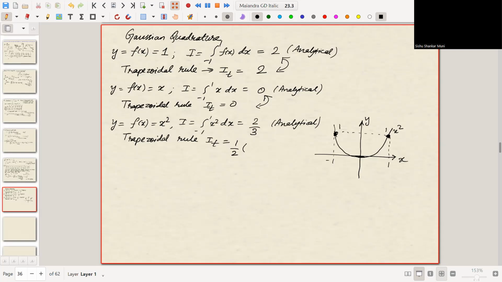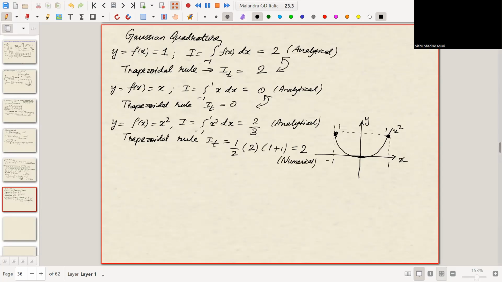Half into the x-axis length, that is 1 minus -1, that is 2, right? Into the sum of the heights. Imagine a trapezoid, the sum of the heights, f(a) plus f(b). What is f(a) here? The height is 1. What is f(b) here? The height is 1. The same height you are having, 1 and 1. So it is 2. So this is numerical.